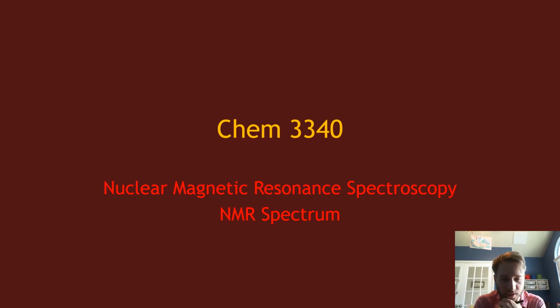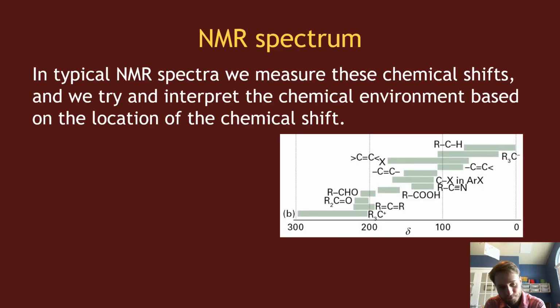We're going to continue talking about NMR spectroscopy, and this time we'll talk specifically about spectra and how we interpret them and things of that nature. Last time, in the last video, we finished up talking about chemical shifts, what a chemical shift is, and how we expect chemical shifts to vary with molecules.